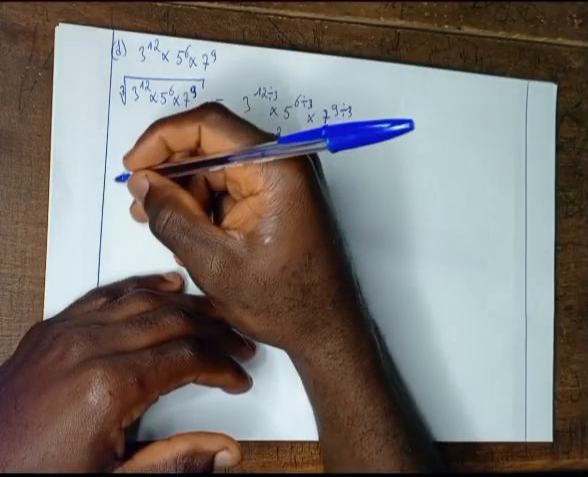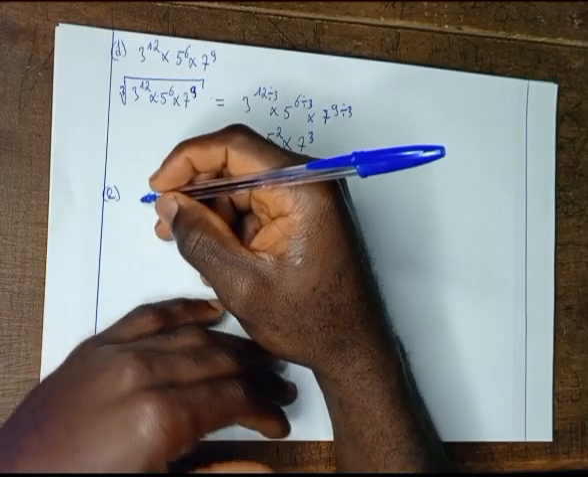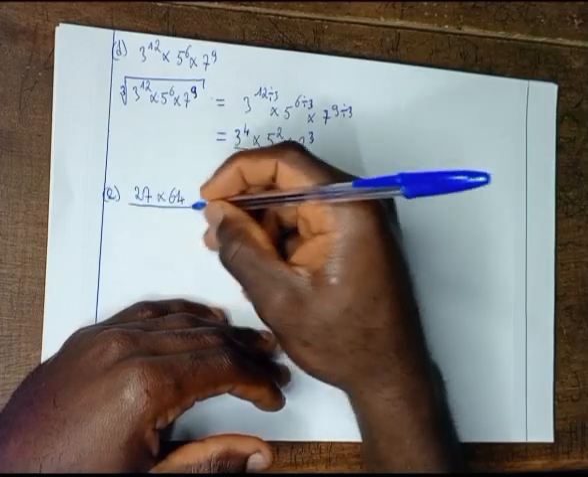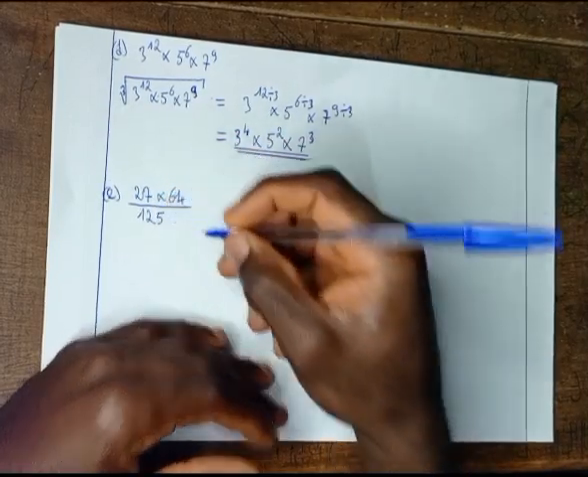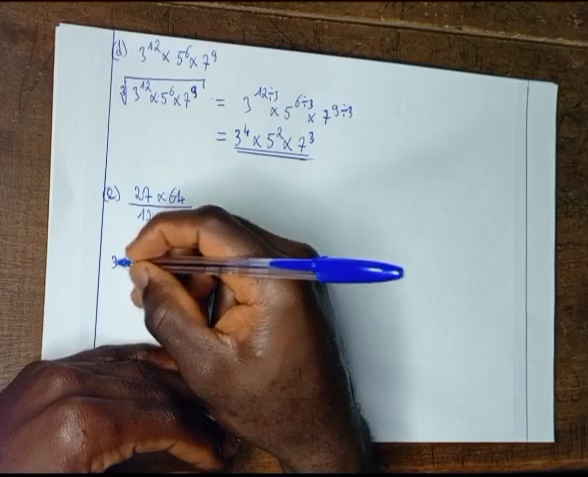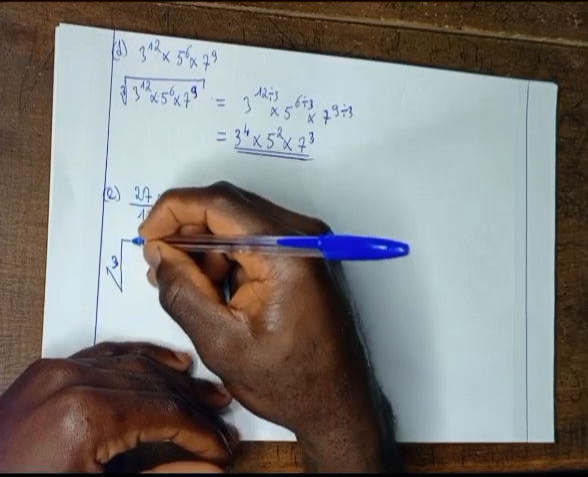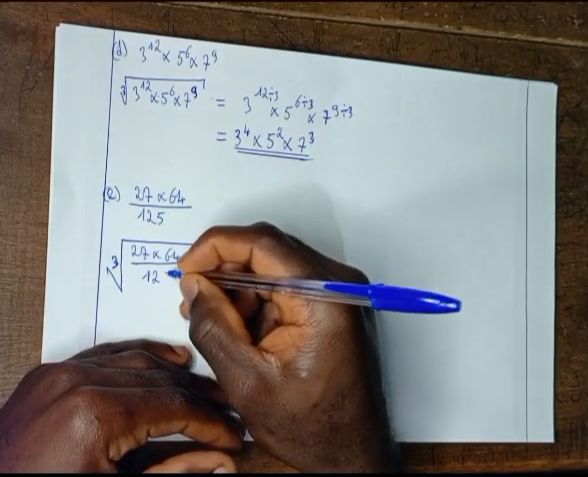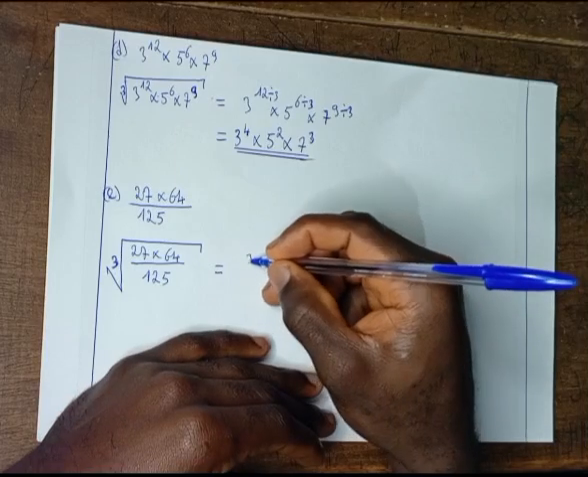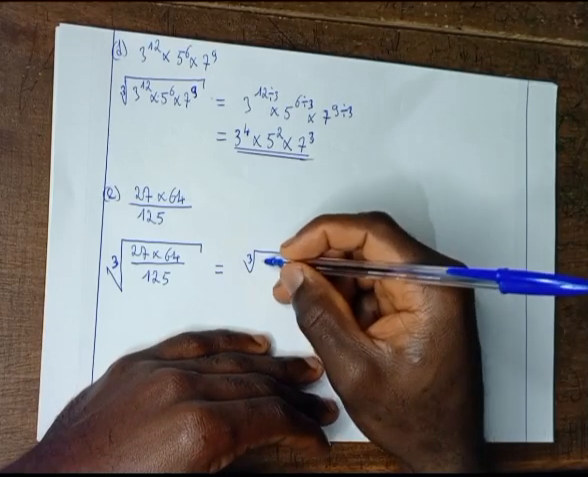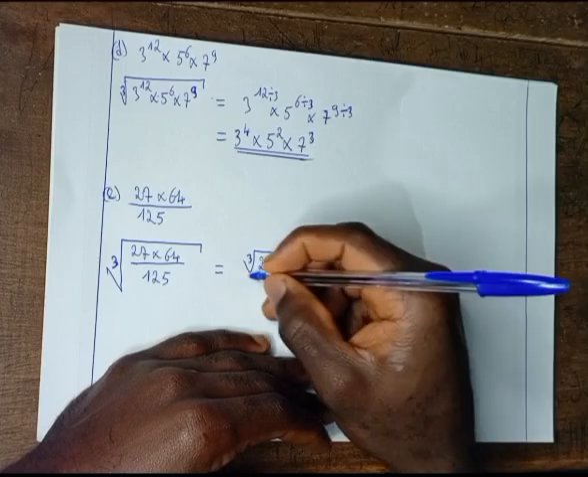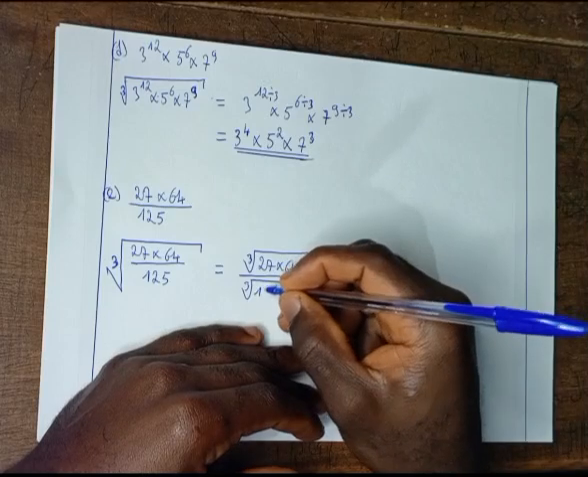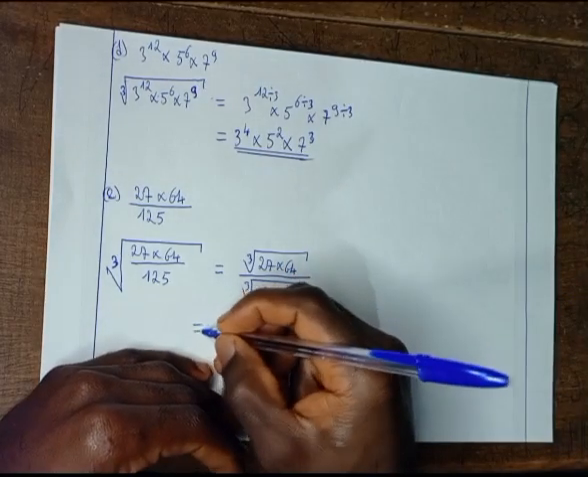We go now to question E. For E, we have to find the cube root of 27 times 64 all over 125. So we need the cube root of this entire fraction, 27 times 64 all over 125. We know this will simply be the same as the cube root of the numerator, which is 27 times 64, all over the cube root of 125.